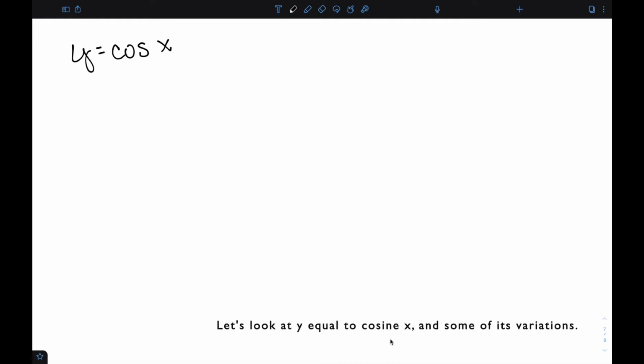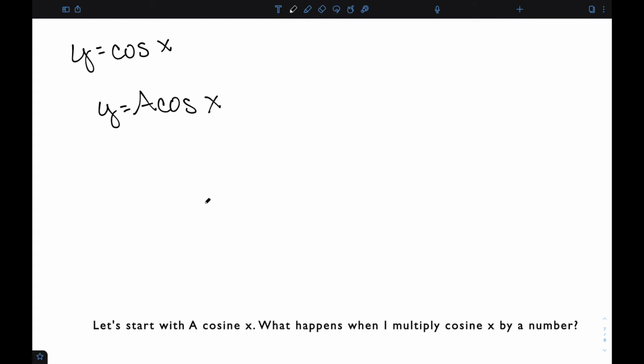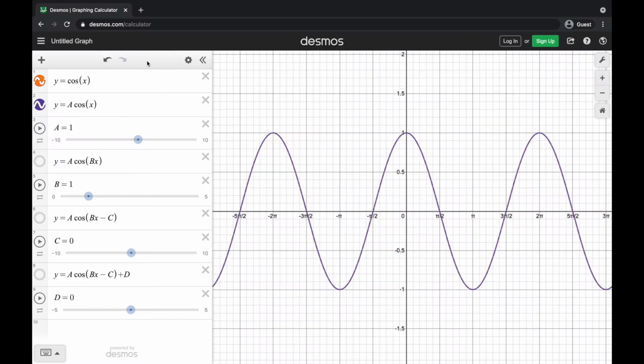Let's look at y equal to cosine x and some of its variations. Let's start with y equal to a cosine x. What happens if I multiply cosine of x by a number? Here I have my graph of cosine x and I want to change the value of a.